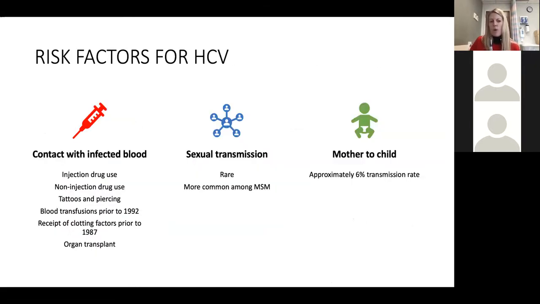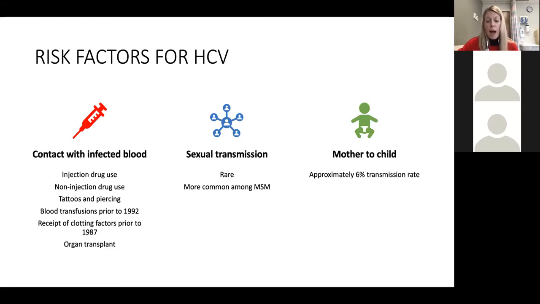And as most of you know, the risk factors for hepatitis C primarily center around blood-to-blood contact, with injection drug use being by far and away the highest risk for hep C here in the United States. There are also risks related to non-injection drug use, so sharing of cocaine straws if you have blood contaminating the straws, unsafe tattooing and piercing practices, blood transfusions prior to 1992 when we started screening the blood supply, receipt of clotting factors prior to 1987, and organ transplantation, especially now that we're doing hep C positive organ transplantations.